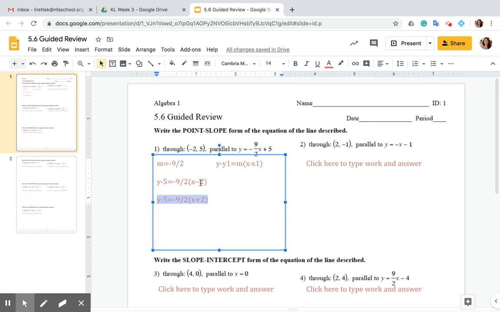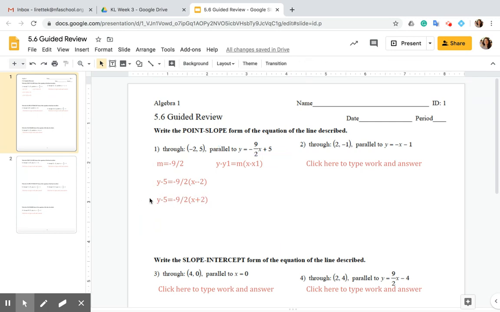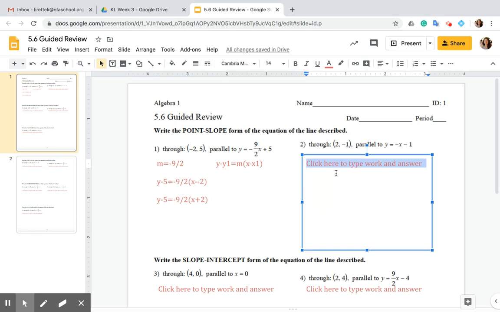And that's where I want to stop. This is my final answer right here. You don't want to distribute. You don't want to get the y by itself. This is in point-slope form. I'm done. Let's do the next one.